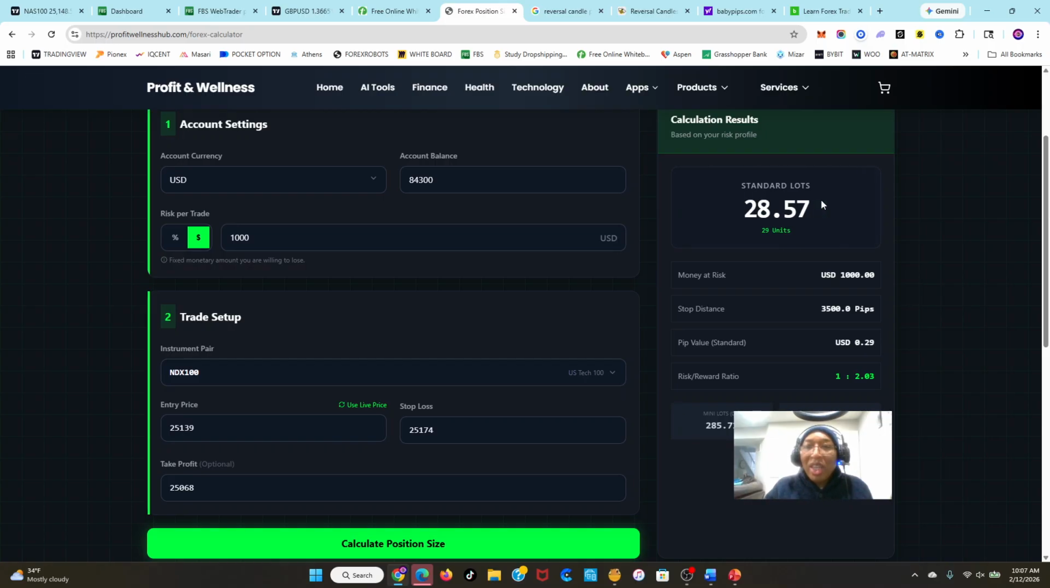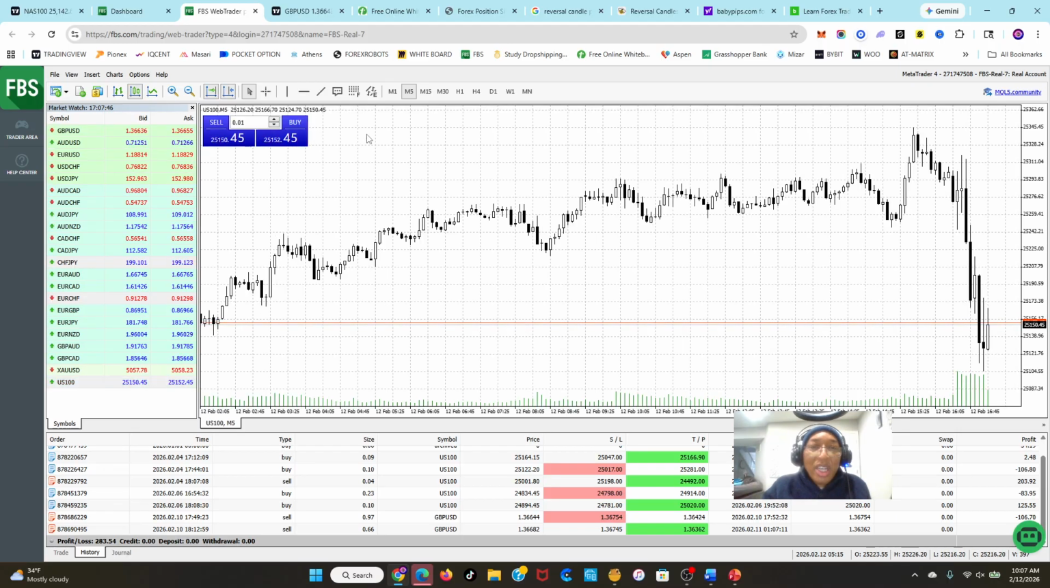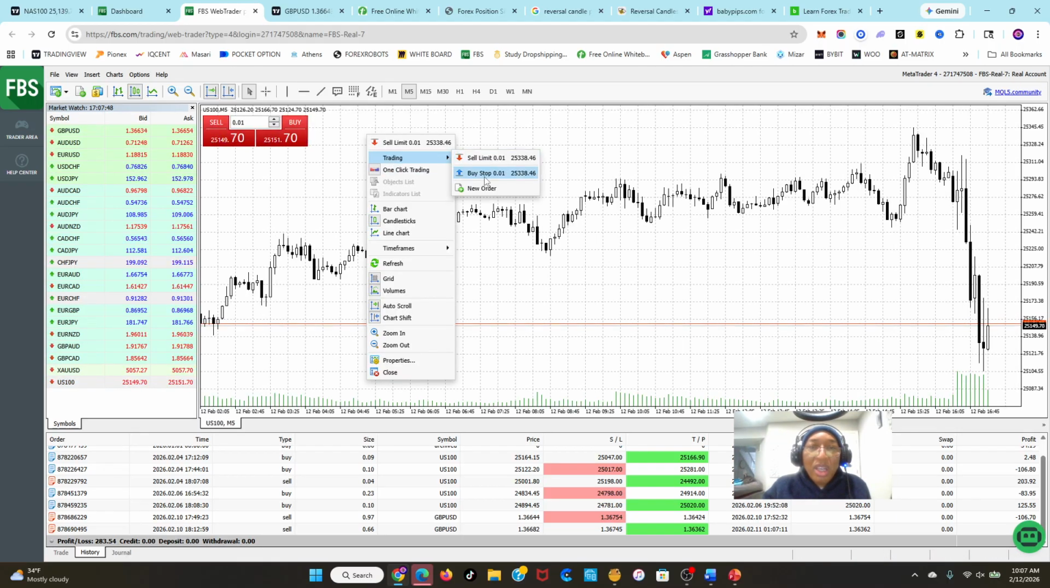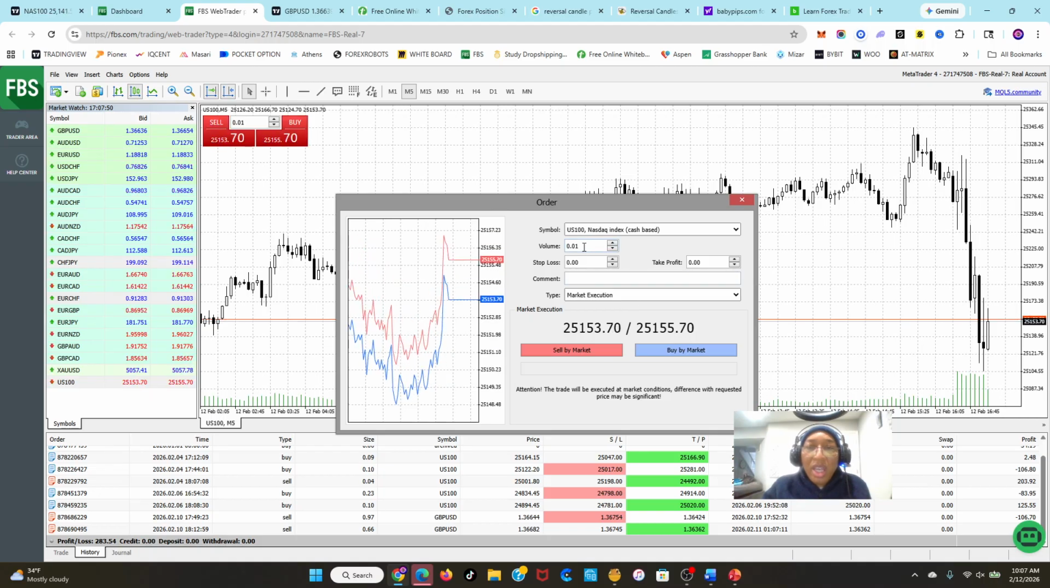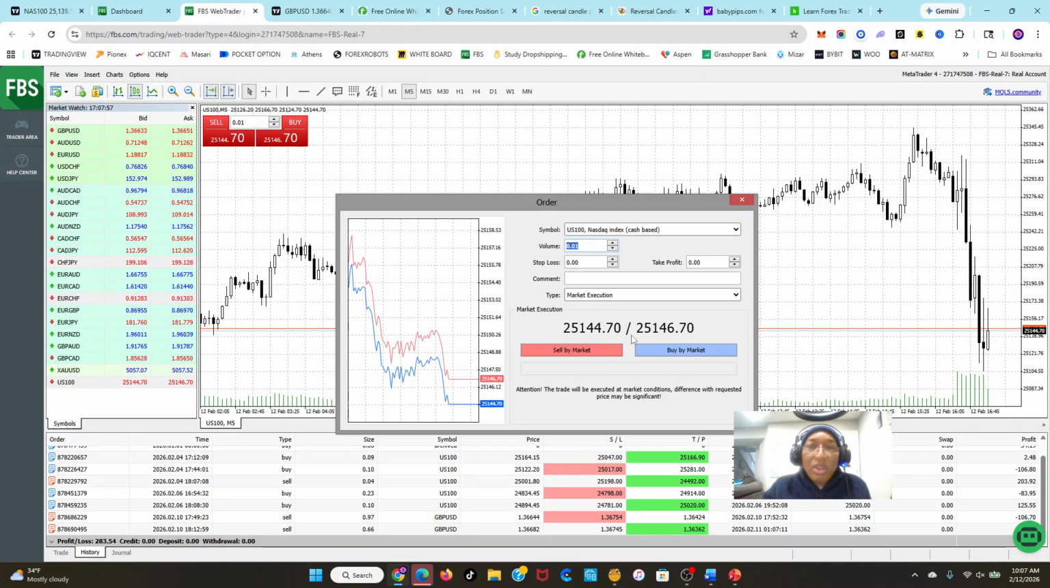So this is the lot size, 28.57. Okay, so we're gonna go to FBS, and this is NAS100. So we're going to bring NAS. Be careful when you're doing this. Make sure you bring the US 100 there so you don't trade any other asset. We're going to go to trading. We're going to say new order. And what is our position? 28.57.